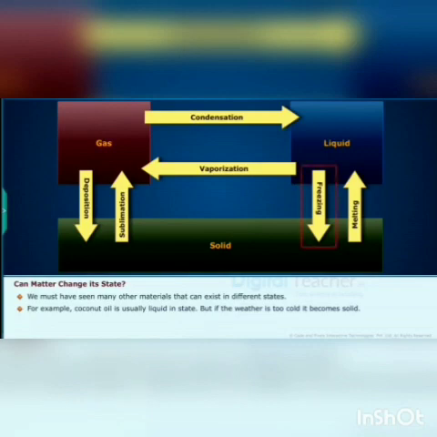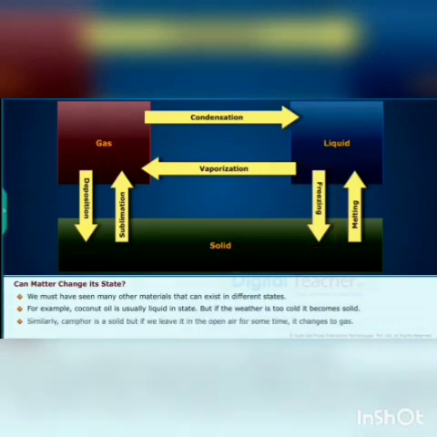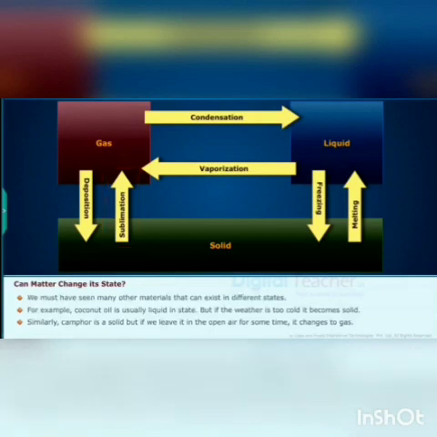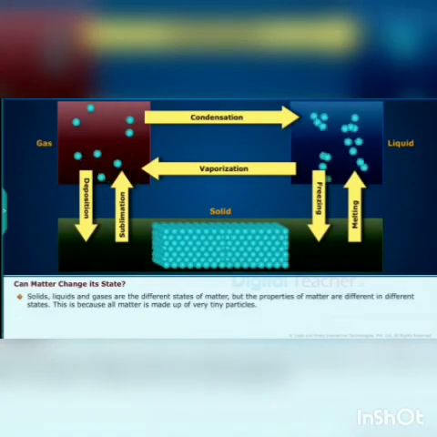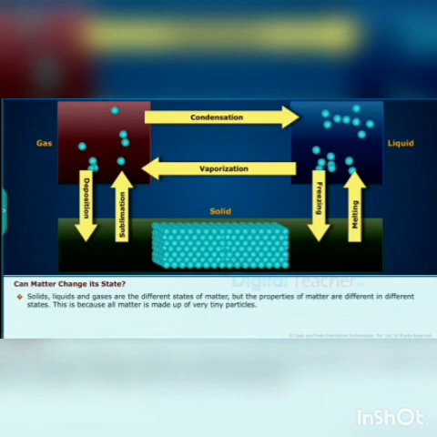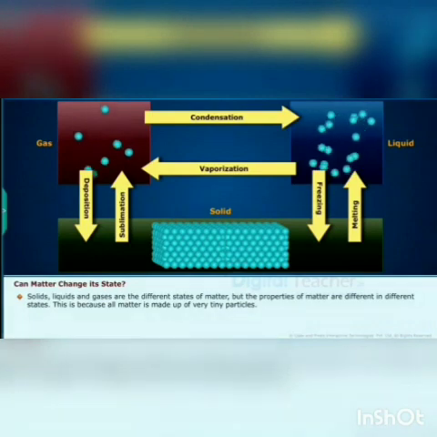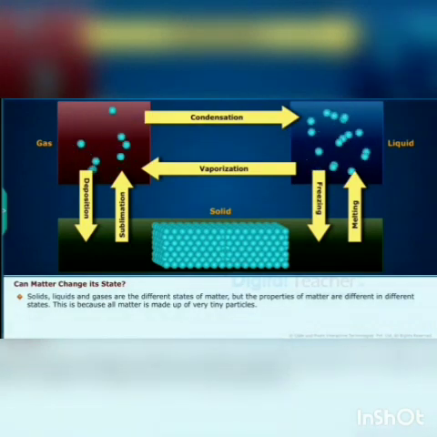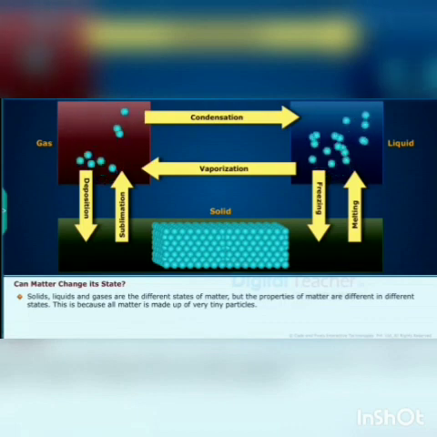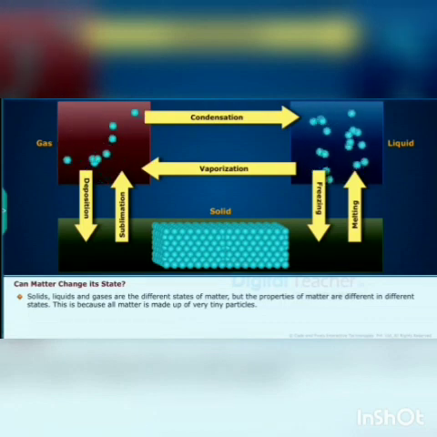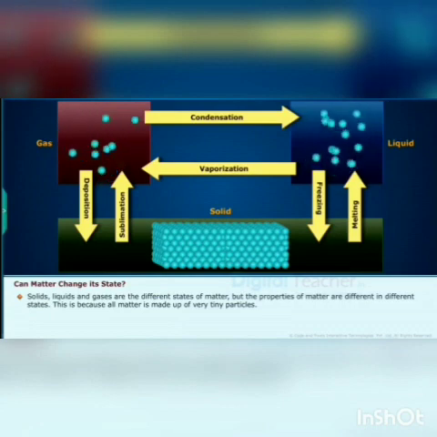For example, coconut oil is usually liquid in state, but in the winter season it is too cold and it becomes solid. Similarly, camphor is a solid, but if we leave it in the open air for some time, it changes to gas. Solids and liquids are the different states of matter, but the properties of matter in different states are different. This is because all matter is made up of tiny particles.